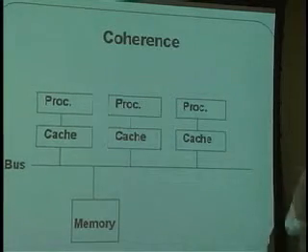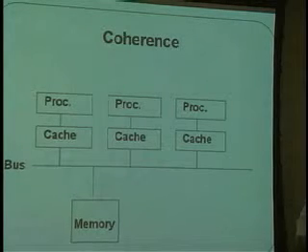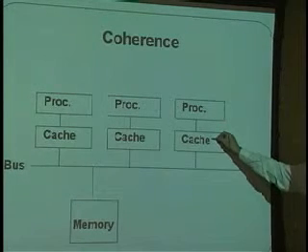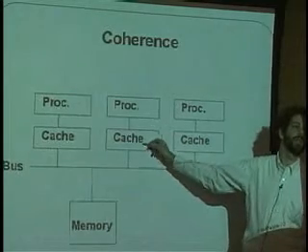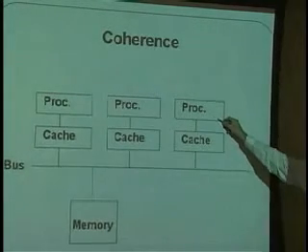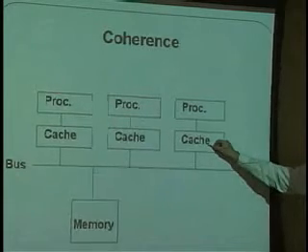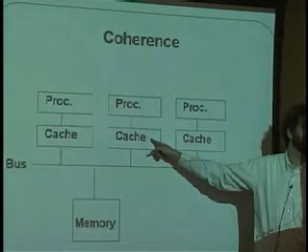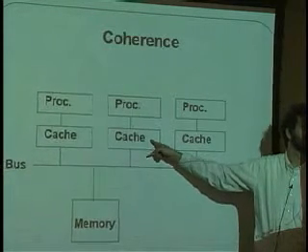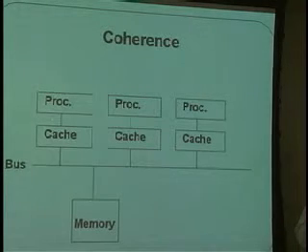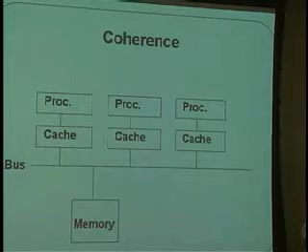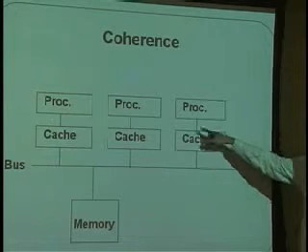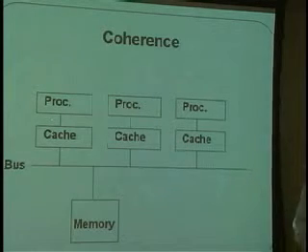Sounds like a great answer, except for one thing. What if this guy is caching the same data item that this guy over here is? And what if this one decides to do a store and writes the data value right here? Will the copy of it over here necessarily be updated? What's the answer? No. So we need what's called a cache coherence policy in order to make sure that all the caches stay synchronized with each other. And in particular, if this processor wants to write something that the other processor over here is going to read, we need a way to do that.